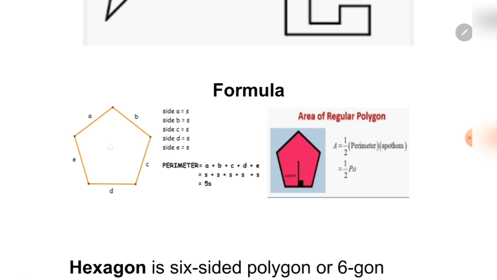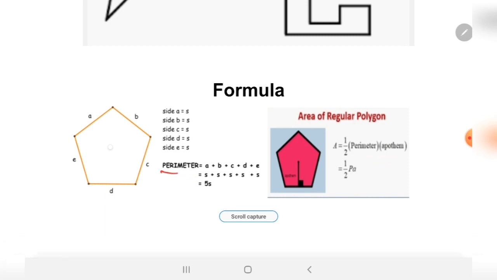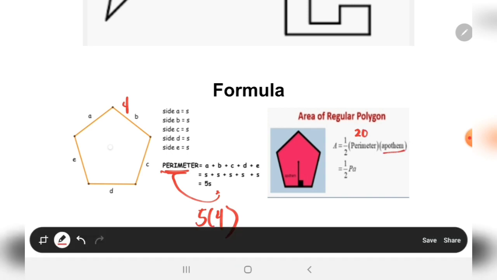Next, the formula in getting the perimeter of a regular pentagon: we're going to add all sides, side plus side plus side plus side plus side, or that is 5 times the side. Next, in getting the area of the regular polygon, that is 1/2 times the perimeter. You should get the perimeter first. For example, if the side is 4, then that is 5 times 4, so your perimeter here is 20.